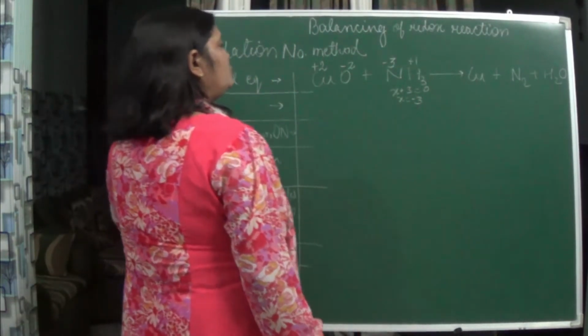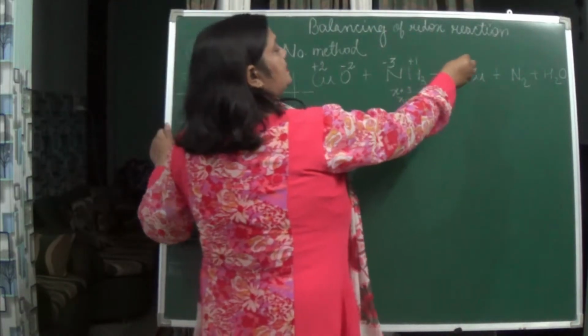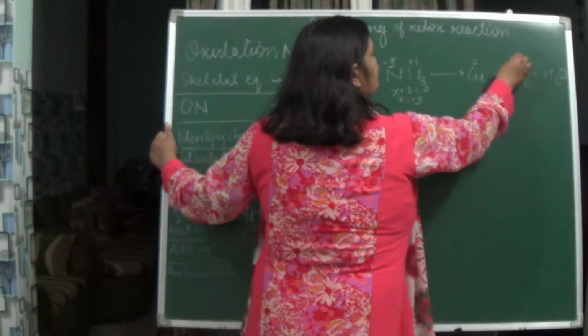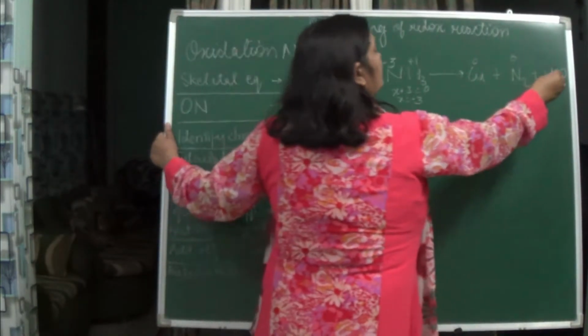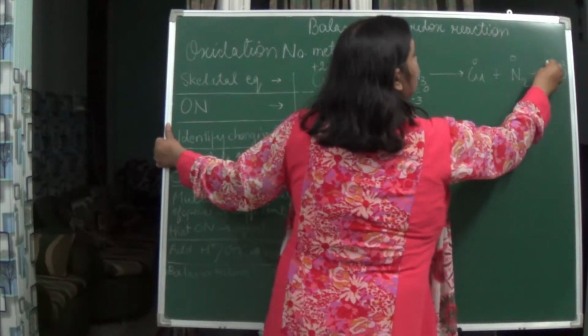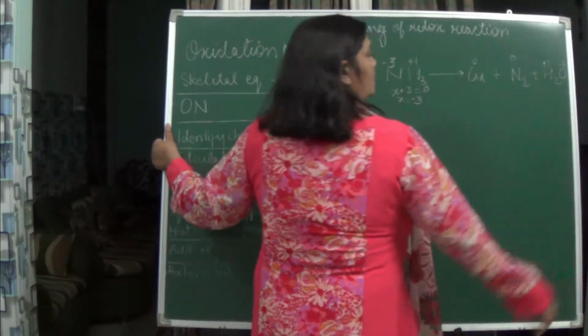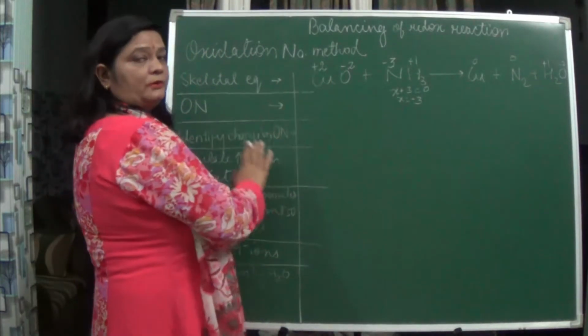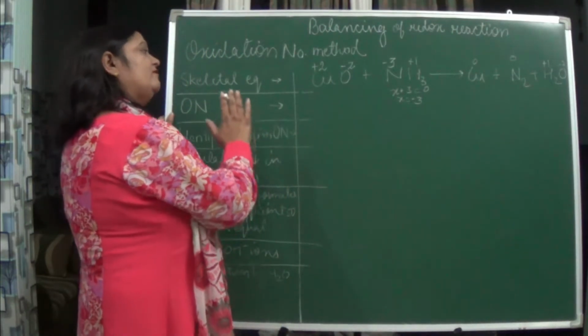Now coming to copper. Copper is in elemental form, so it is 0. Nitrogen in molecular form is 0. Now here water, oxygen is -2, and when you take out, 2 upon 2, it becomes +1 for hydrogen. So this you know very well, how to take out the oxidation number. Now you have taken them out.